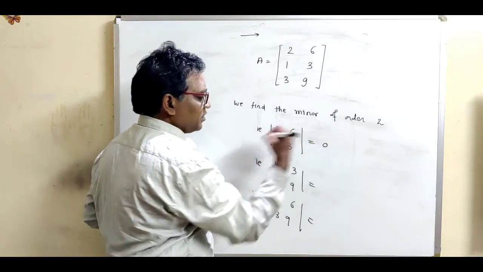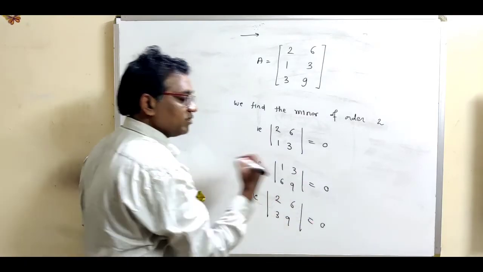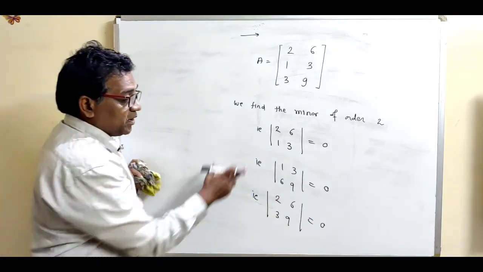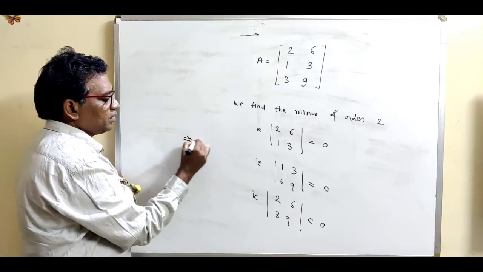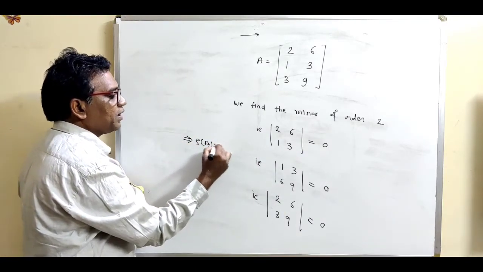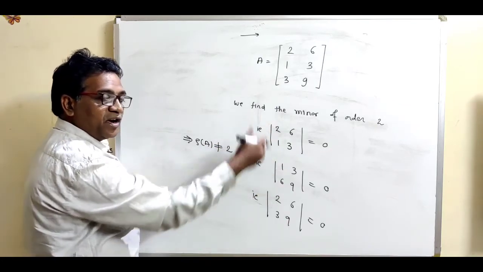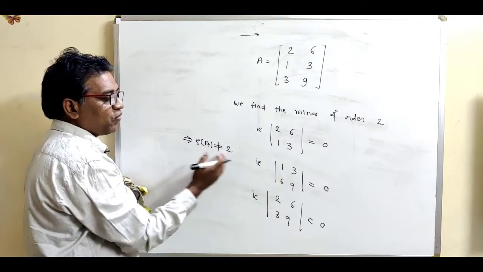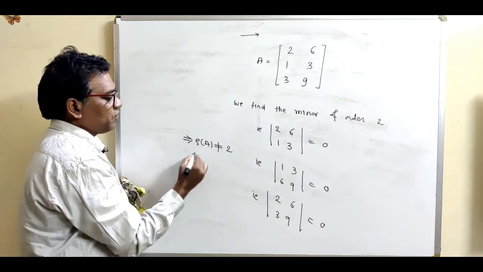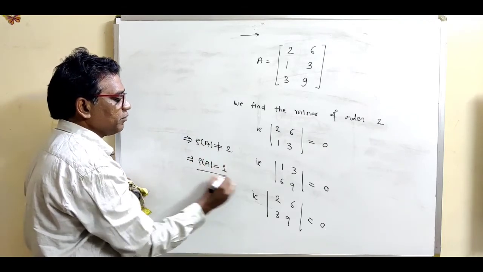So let us find these determinants. 6 minus 6, it is 0. 9 minus 9, it is 0. 18 minus 18, this is equal to 0. So the determinants of order 2 by 2 vanish. This means that rank of A is not equal to 2. For rank we require a non-zero determinant. We got 0 determinants here. Zero determinant means rank of A is not equal to 2. So definitely its rank will be 1. So the rank of this matrix is equal to 1.